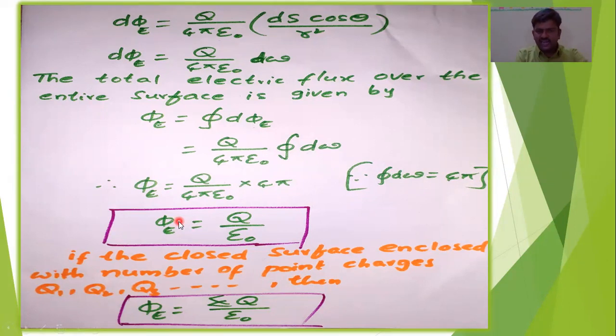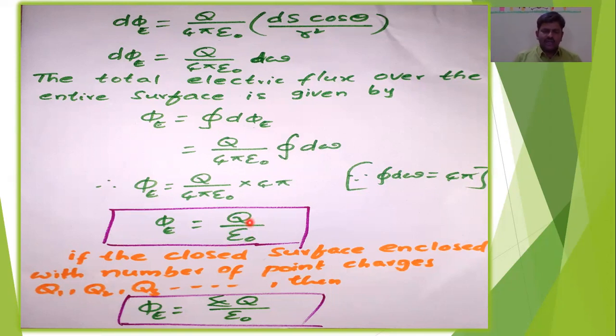Phi e, we calculated using the electric flux concept. We arrived at the conclusion that it is 1 by epsilon naught times the charge enclosed in the surface. In our earlier slide, we saw the entire surface has only a point charge q. So this is the proof of Gauss law.